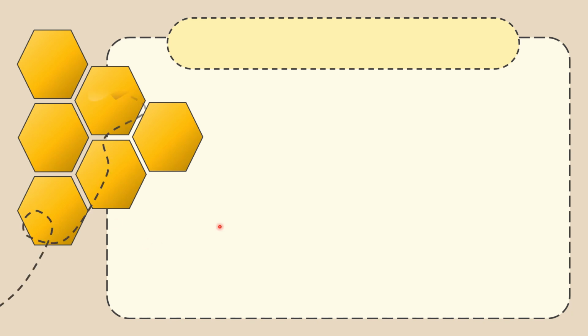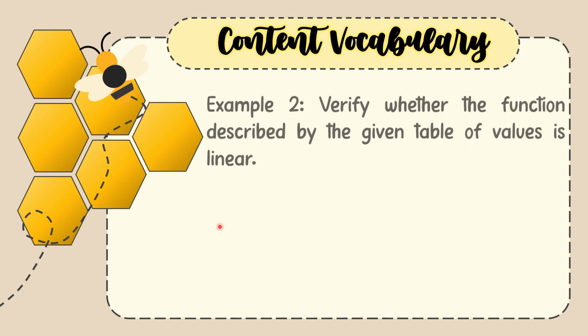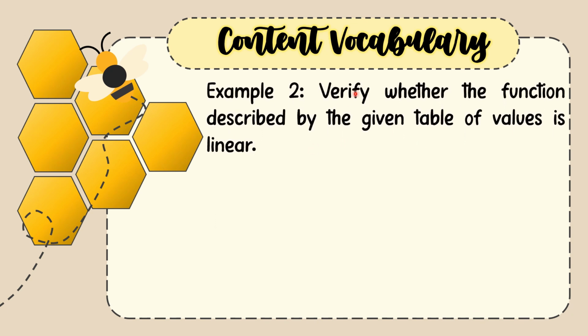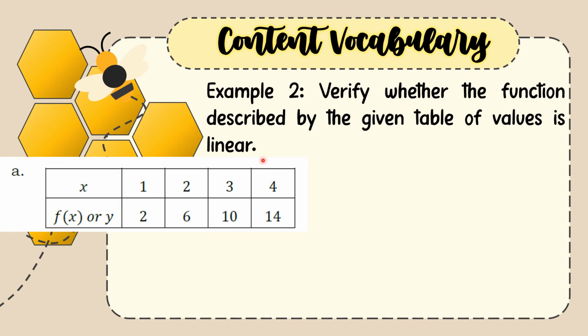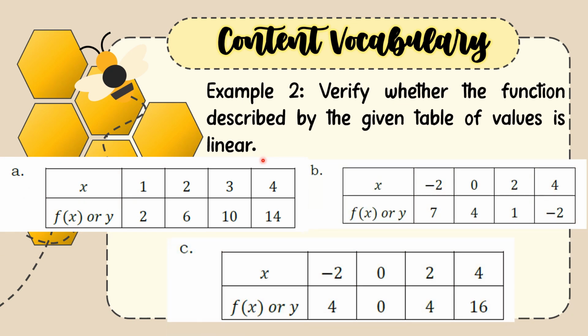Linear functions can also be presented in a table of values. Let's have this example. Verify whether the function described by the given table of values is linear. So we have here table A, table B, and table C. Now, how do we verify if the given table is a function?